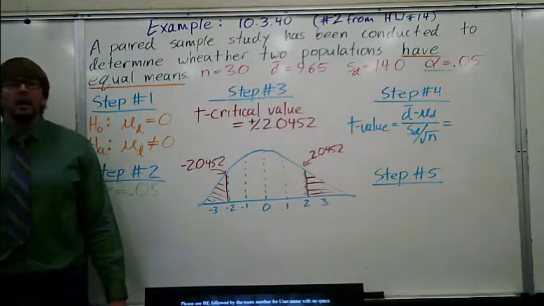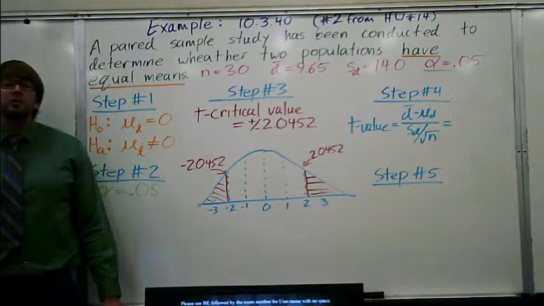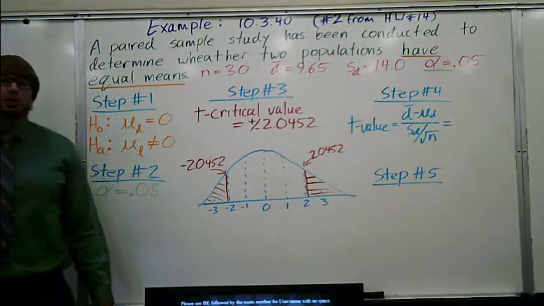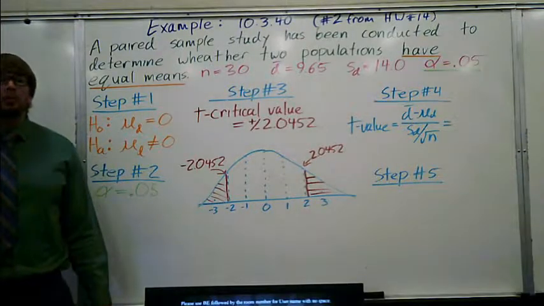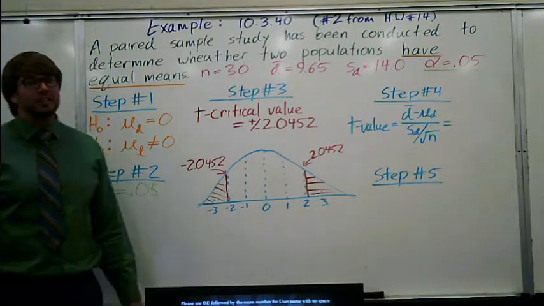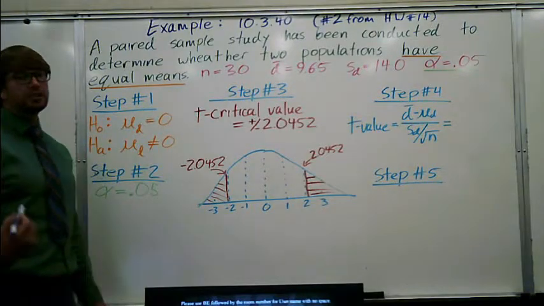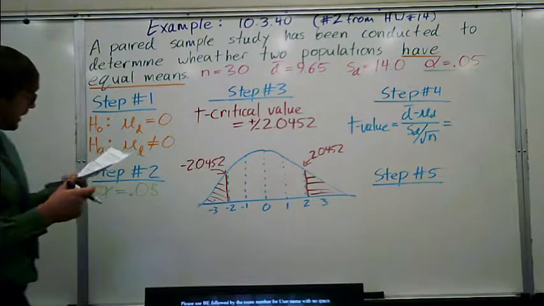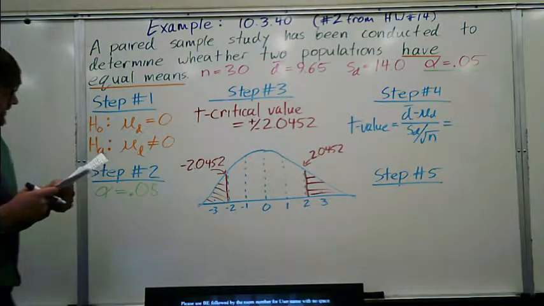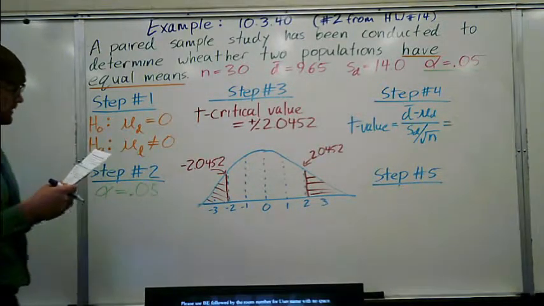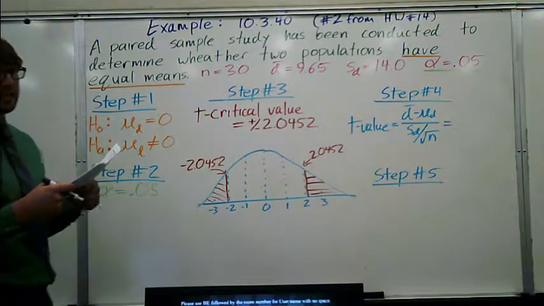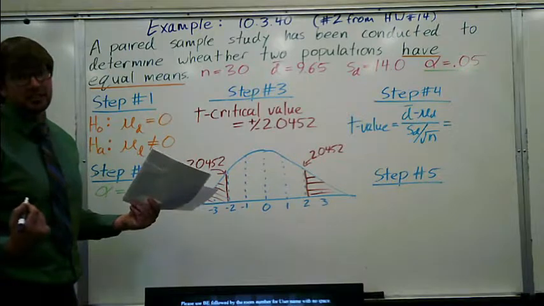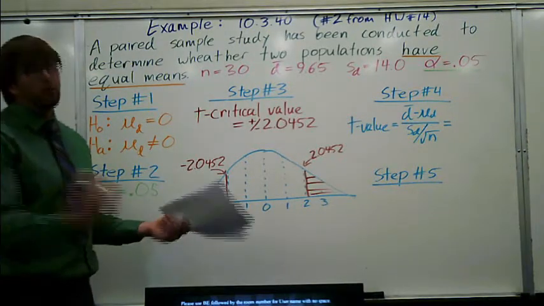All right, let's check out another example from 10.3. We're going to do 10.3.40, which is just your next problem or your second problem from the 14th homework assignment. So let's go ahead and read the problem statement first, determine what it's asking us for. A paired sample study has been conducted to determine whether two populations have equal means. So we're going to see if there is a difference between the populations, basically, because we want to see if they are equal or if there's a difference.